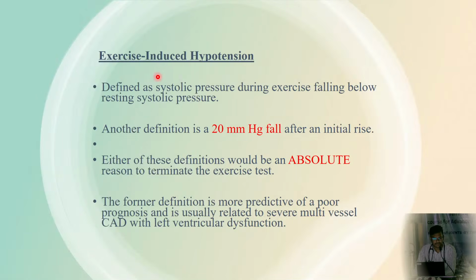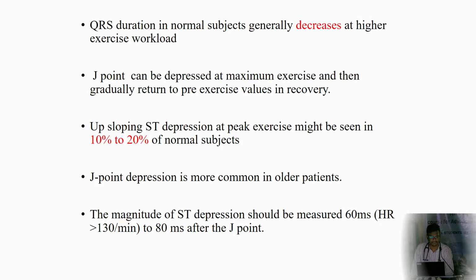So coming to exercise-induced hypotension, it is defined as systolic pressure during exercise falling below resting systolic pressure, that is, a 20 mmHg fall after an initial rise. So either of these definitions would be an absolute reason to terminate the exercise test, and it is more predictive of poor prognosis and is usually related to severe multivessel coronary artery disease with left ventricular dysfunction.